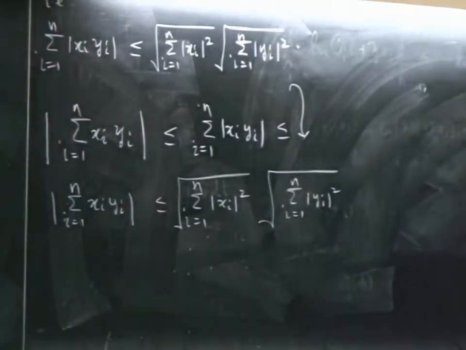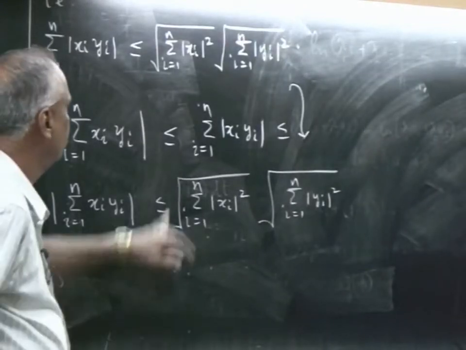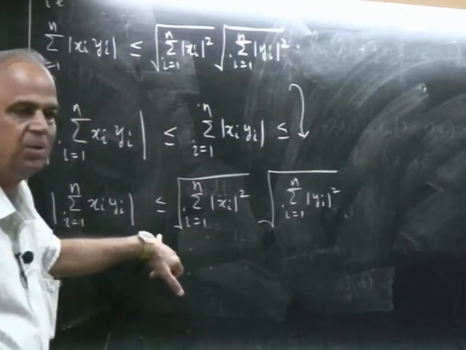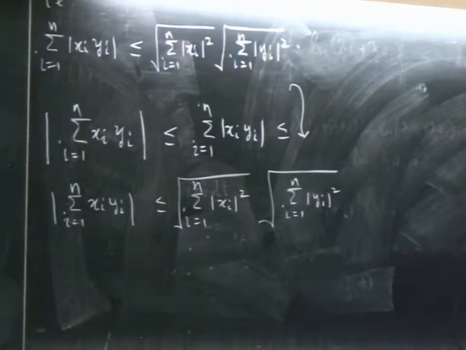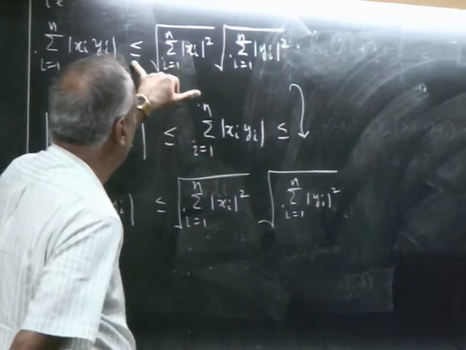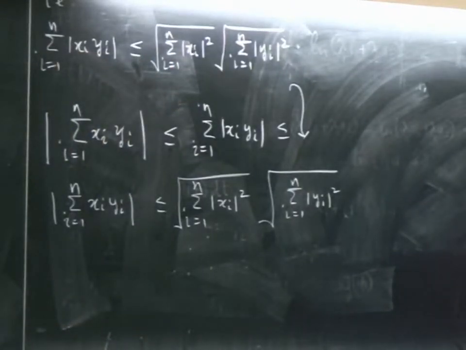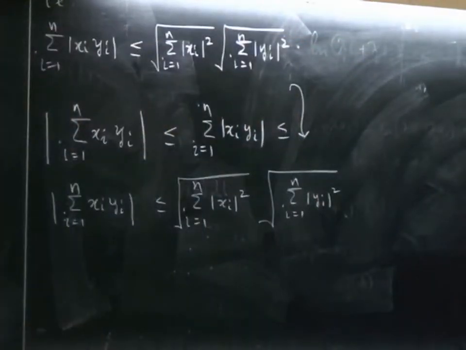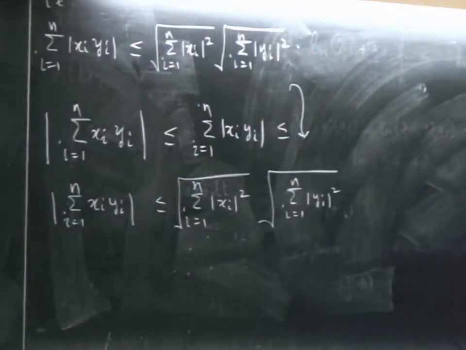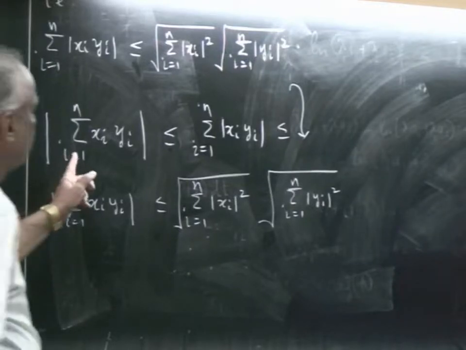How many places do we need to have equality for this to happen? First of all, the equality must happen here, and the equality must happen there. When does the equality happen here? That is our fourth case. That is, the u vector and the v vector must be multiples of each other. That only says mod xi is alpha times mod yi. Sometimes it may be plus, sometimes it may be minus. So we are still not sure whether x and y are linearly dependent. But when does equality hold here?